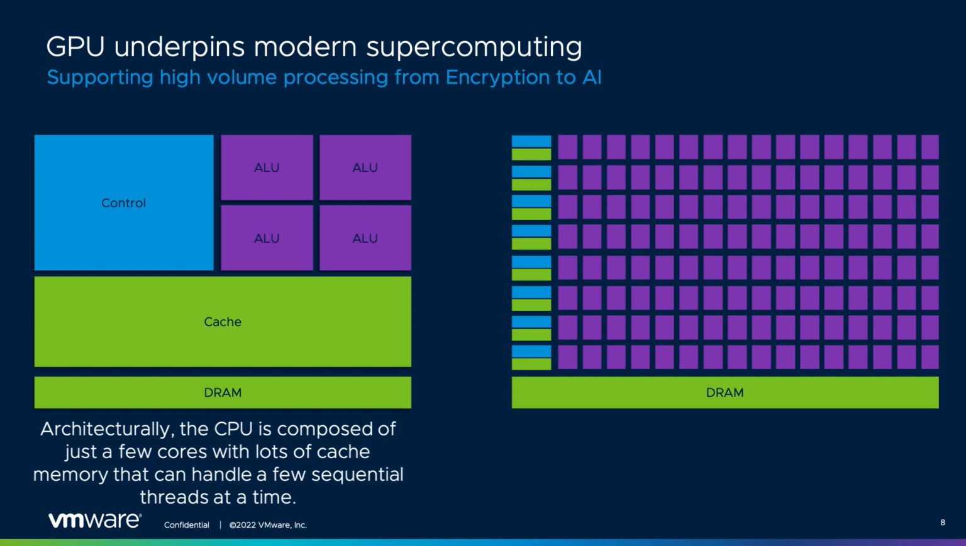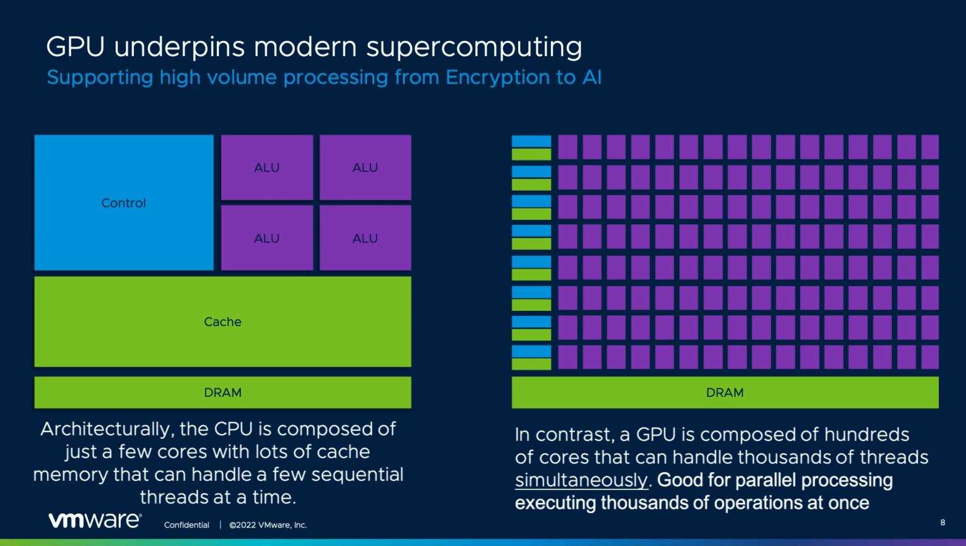A CPU is a generic worker able to handle a wide range of tasks requiring lots of interactivity. One example is calling up information from a hard drive in response to a user's keystrokes. In contrast, a GPU comprises hundreds of cores that can handle thousands of threads simultaneously. This is good for parallel processing, executing thousands of operations and problems simultaneously. GPUs perform much more work for every unit of energy than CPUs.